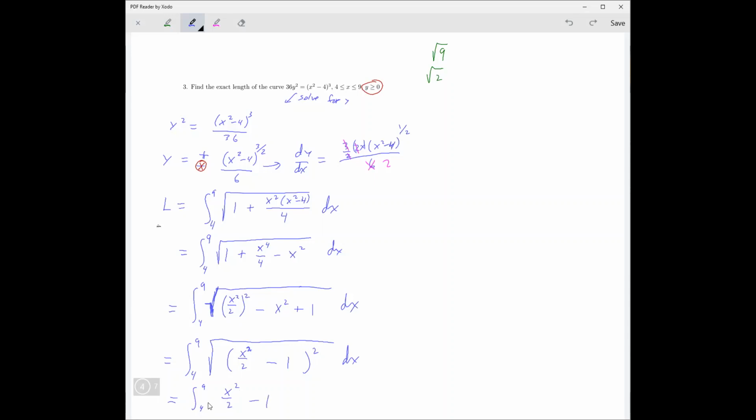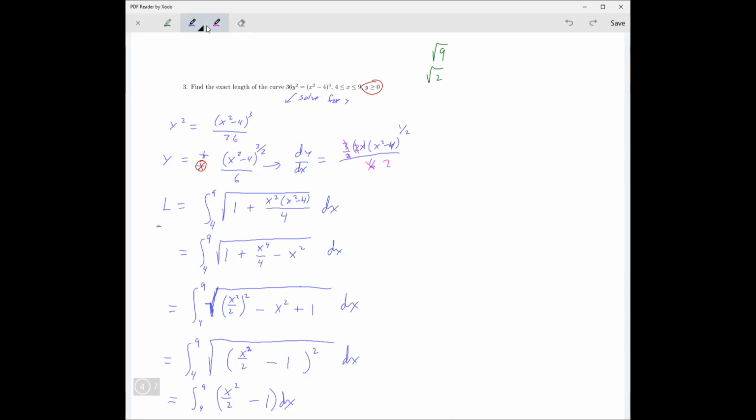Now you also have to worry about what if this inside here is negative? For example, if x is 0, then this is negative 1. But when you square it, you get positive 1, and then when you take the square root, you're not going to get this. You're going to get 1 minus x squared over 2. But x is between 4 and 9, and when x is between 4 and 9, this is definitely greater than that. So this is going to be positive. So this is what it is right here.